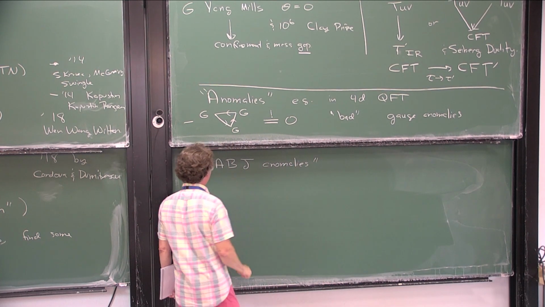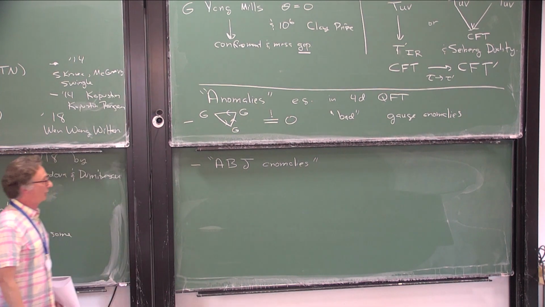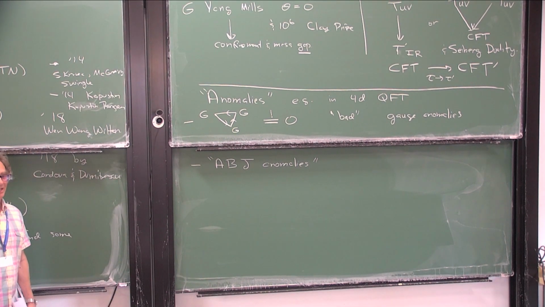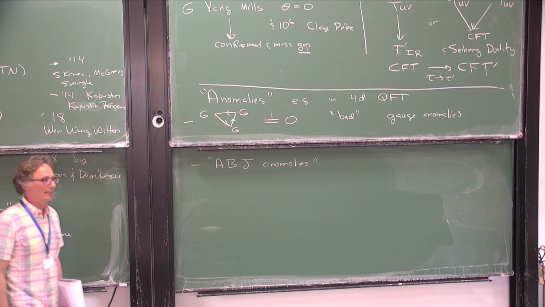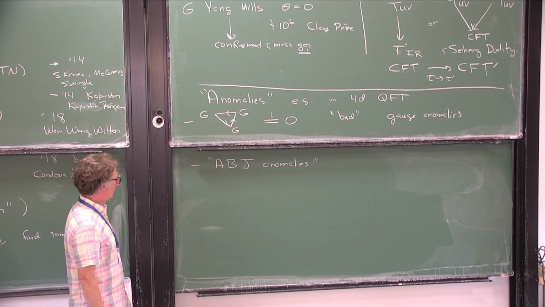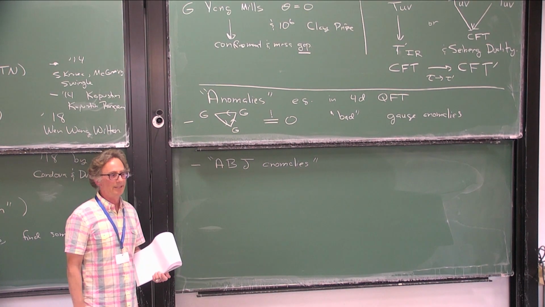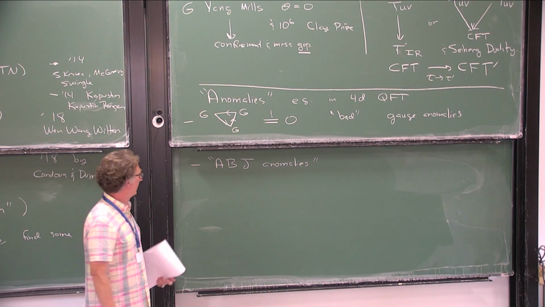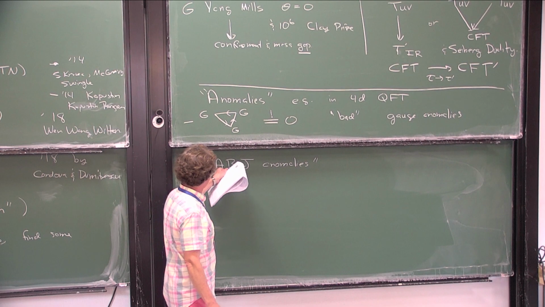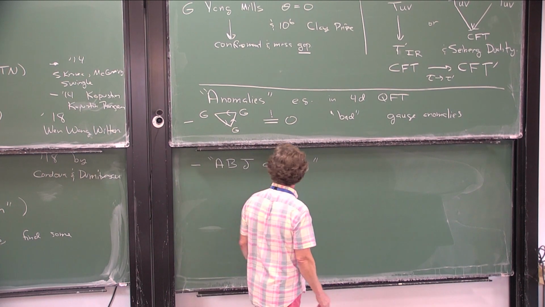And actually, there were some really fun new insights about the ABJ anomalies that Kantaro and Clay wrote about, and also Shu Heng and collaborators. And so for those who are staying next week, you'll hear more about the ABJ anomalies in that context. This is for Adler, Bell, and Jackiw.